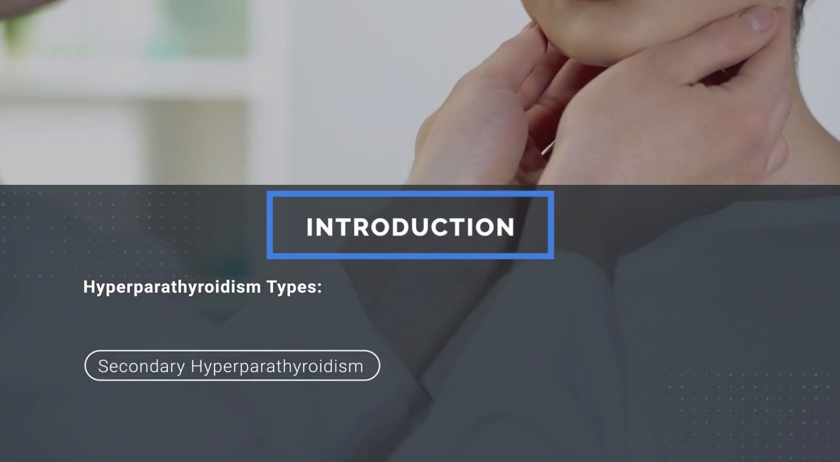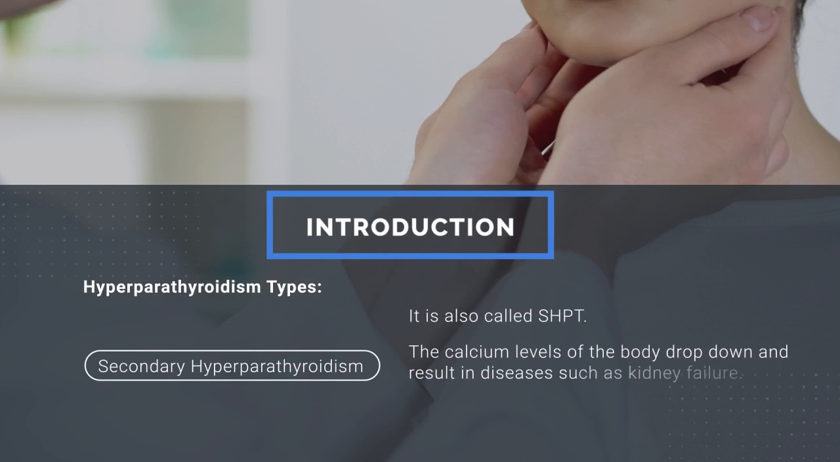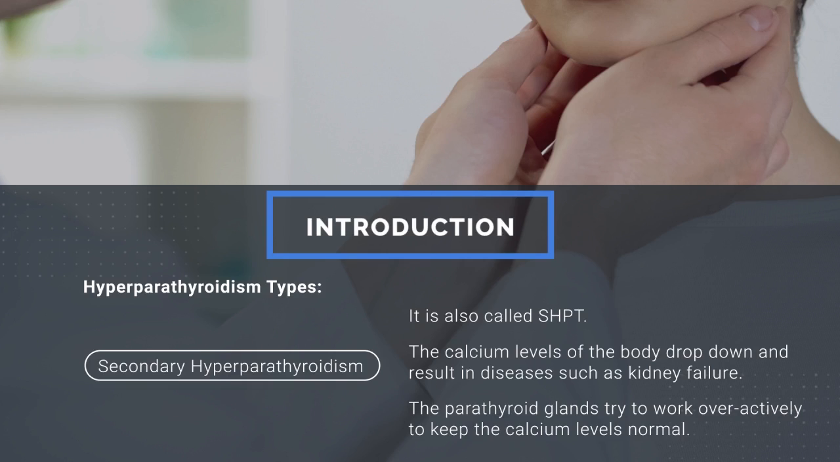Secondary hyperparathyroidism is also called SHPT. In this, the calcium levels of the body drop down and result in diseases such as kidney failure. To keep the calcium levels normal, the parathyroid glands try to work overactively.